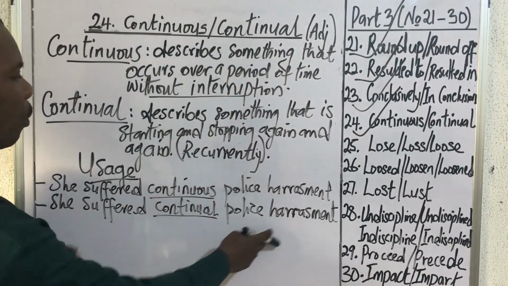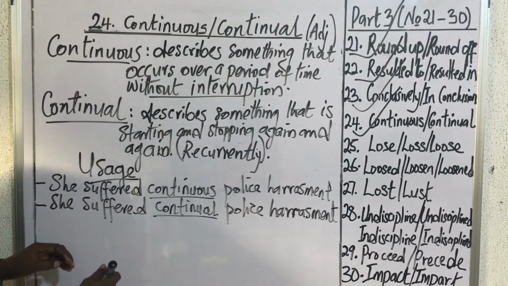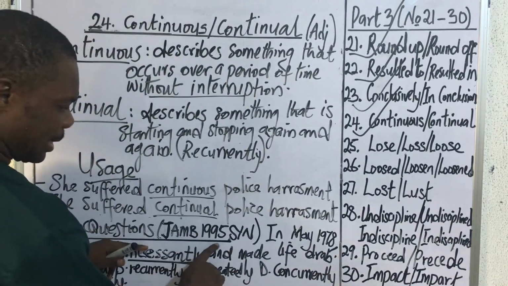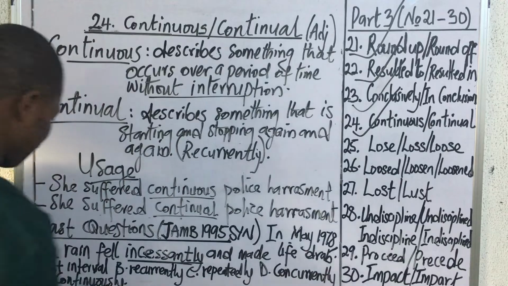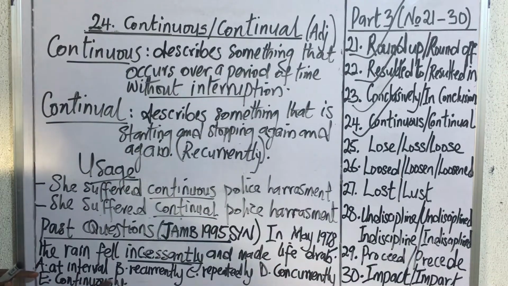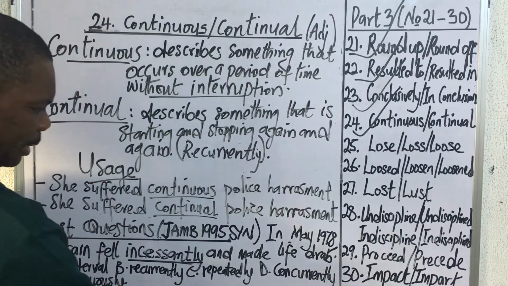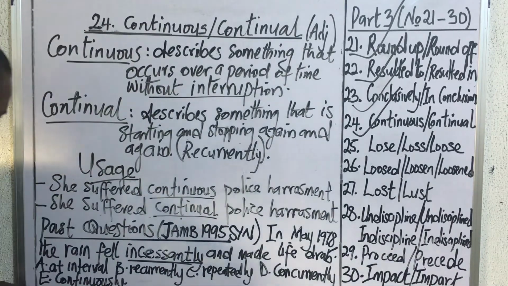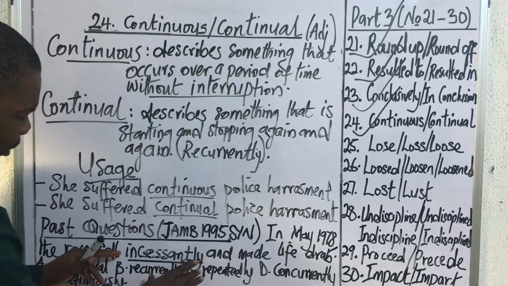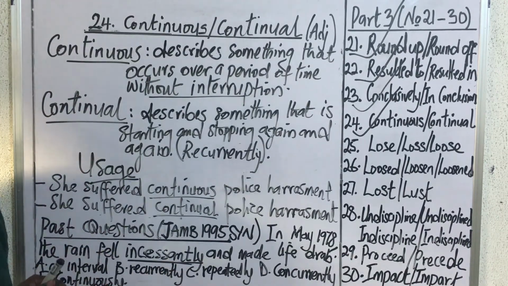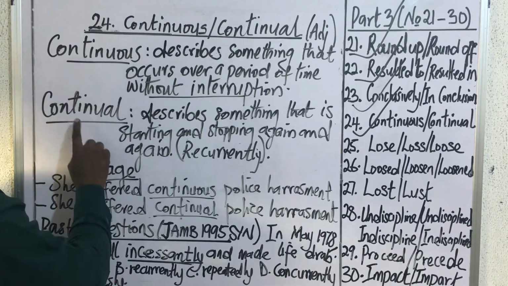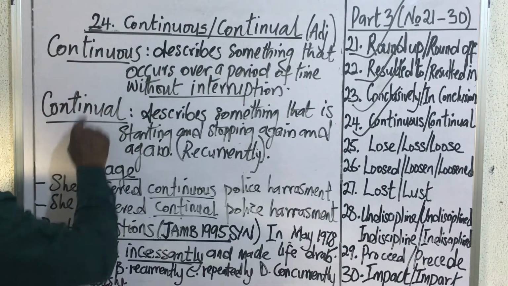So let's go forward and look at their appearance in past questions. Jam 1985. In May 1978, the rain fell incessantly and made life dry. A. At interval. B. Recurrently. C. Repeatedly. D. Concurrently. E. Continuously. So what happens is, the one we are looking for its synonym is incessantly. Is incessantly going to be continuously or continually? Continuous.